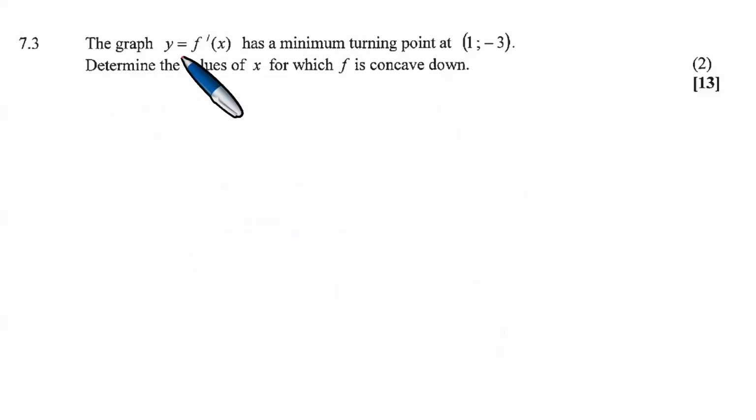Now the graph of y equals f prime of x has a minimum turning point. I'm going to give you this one to see what you can think about it. Right. So the graph y equals f prime of x has a minimum turning point at 1 and minus 3. Okay. And I'm going to give you this one to try, and then you'll give me the answer. I'm hoping you have your book there. Normally have your book, have your pen, and you can scribble.